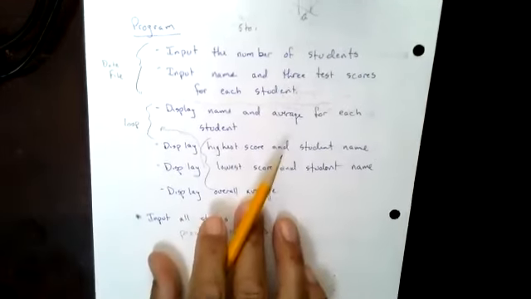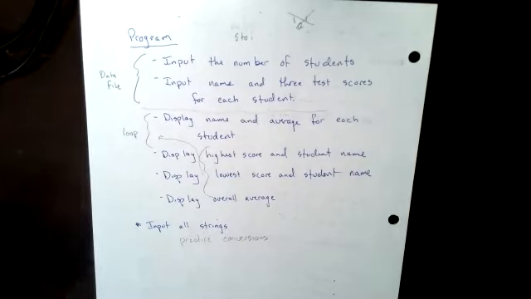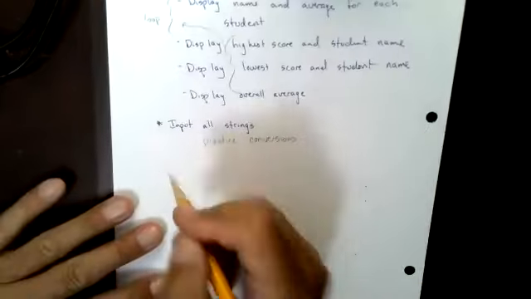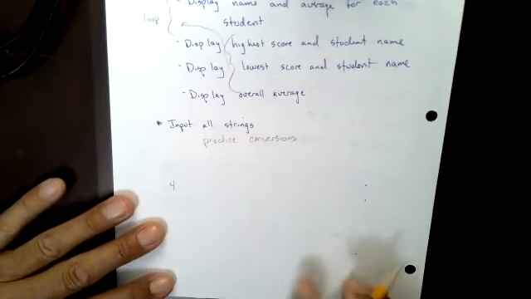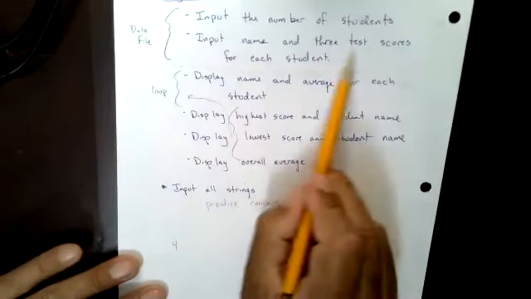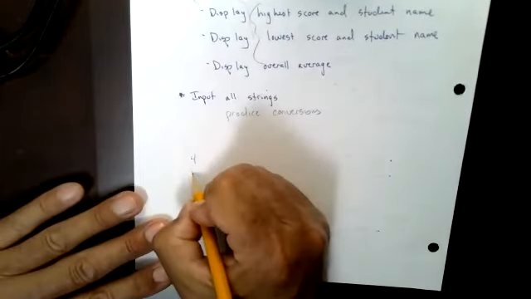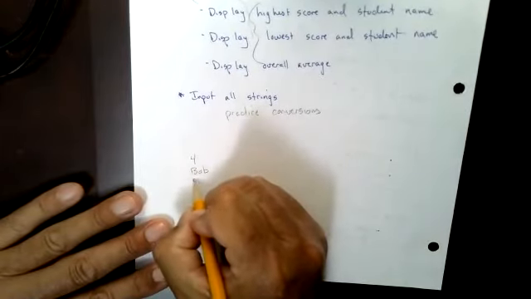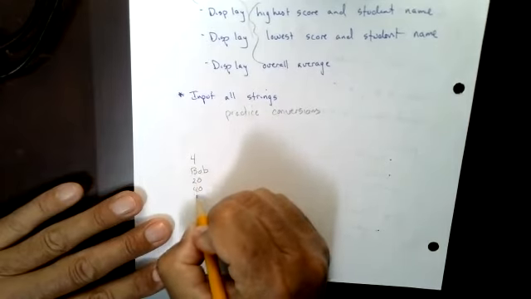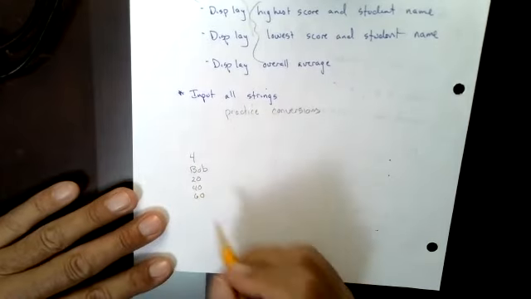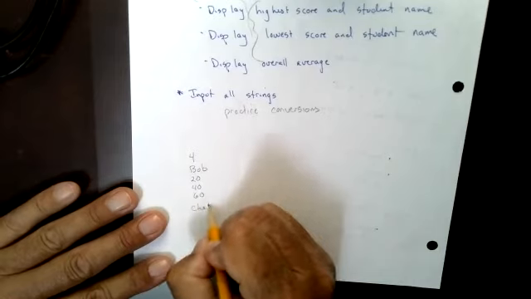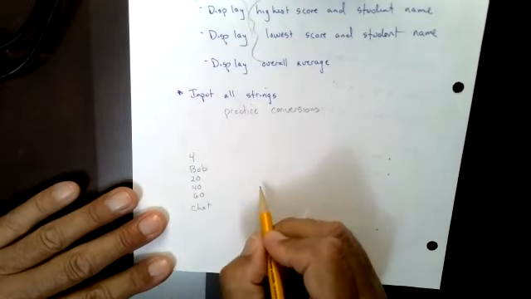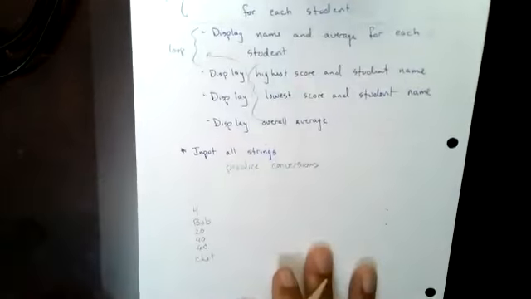Okay, so that was a no-go kind of deal. But here's what I want you to do. I want you to create a data file. The data file is going to have the number of students, for example, 4. Then it's going to have the name and 3 test scores for each student. Bob, 20, 40, 60. Chet, 3 scores. Another student, 3 scores, and another student, 3 scores.